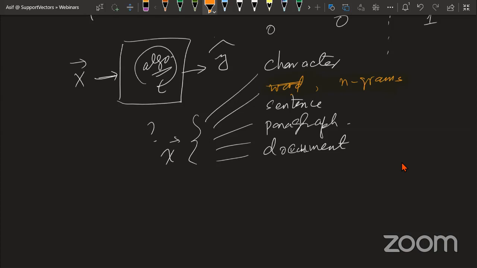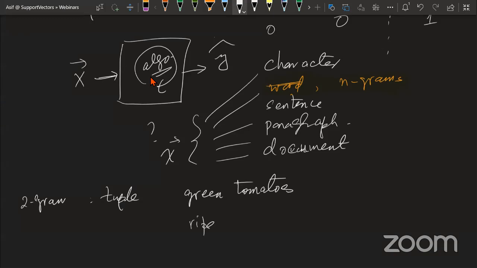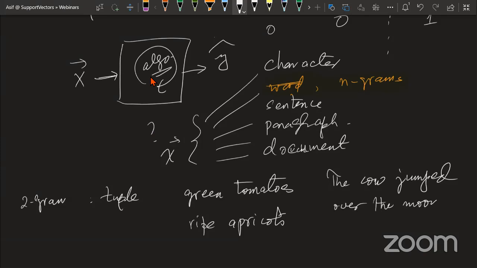Implicitly, by extension, what applies to words usually applies to n-grams. So what are n-grams, by the way? N-grams are combinations. For example, a 2-gram is nothing but a tuple, like green tomatoes, or ripe apricots. Or if you have a sentence, the cow jumped over the moon. Obviously you need to nuke out words like "the" and very common words, but let's assume that you didn't. So you have a lot of bigrams.